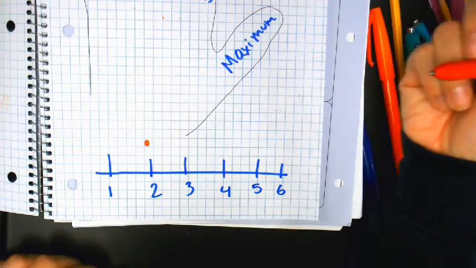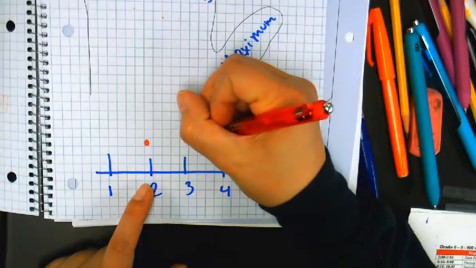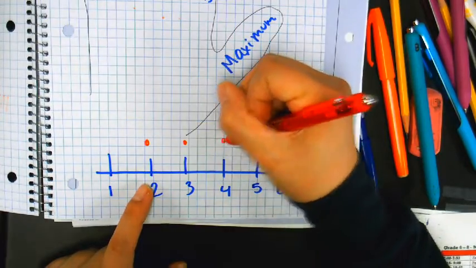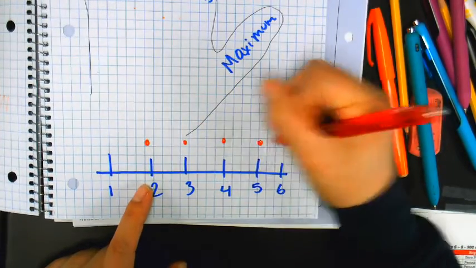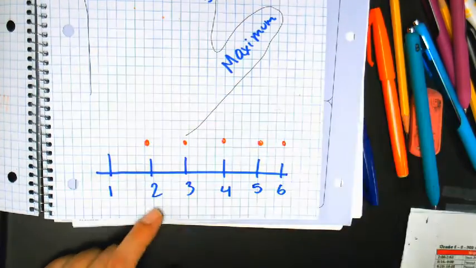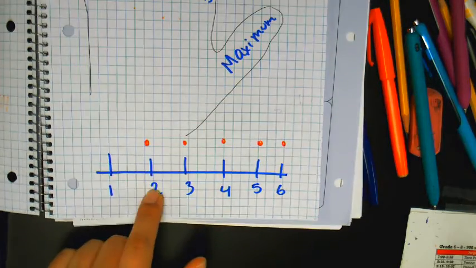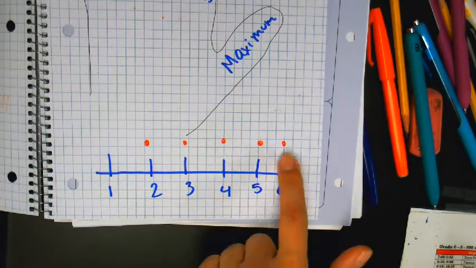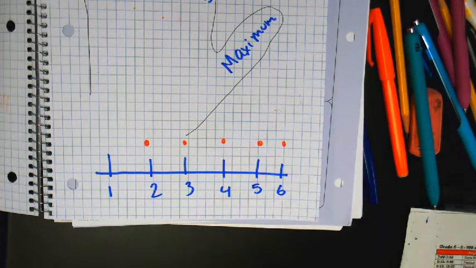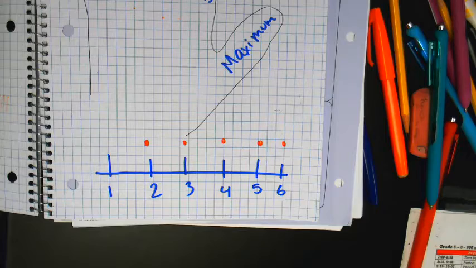Draw me 5 dots. The first one on 2, 3, 4. So I need 5 dots, 1 for each finger. I'm starting on the number 2, 3, 4, 5, 6. That's 5 dots. 1, 2, 3, 4, 5. We have 6 fingers. What if you have 6 fingers?